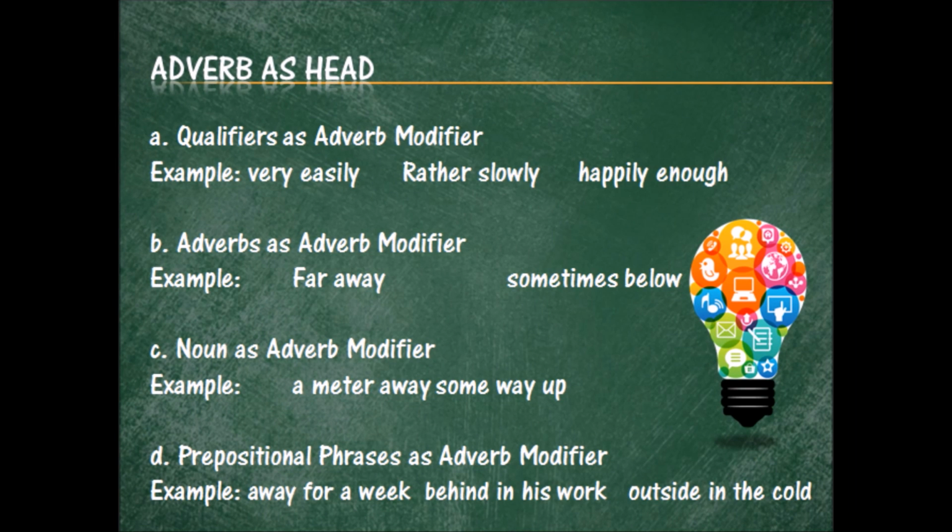Adverb as head. There are 4 class words that can modify the adverb. A. Qualifiers as adverb modifier. Example: very easily, rather slowly, happily enough. B. Adverbs as adverb modifier. Example: far away and sometimes below. C. Noun as adverb modifier. Example: a meter away and some way up. D. Prepositional phrases as adverb modifier. Example: away for a week, behind his work, and outside in the cold.